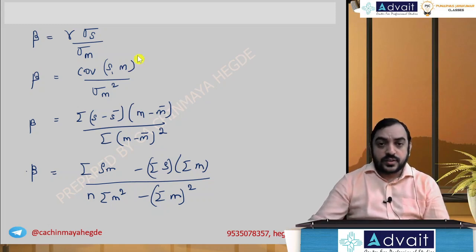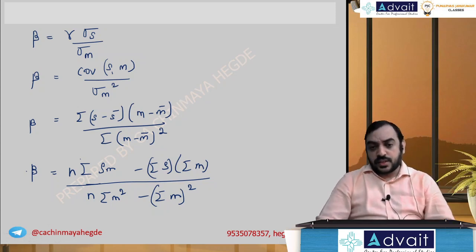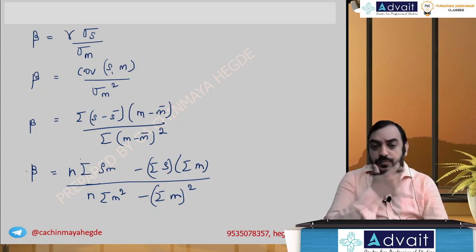Okay. Sorry, one thing I forgot here. The formula is n into summation sm minus summation s into summation m, divided by n into summation m square minus summation m the whole square.